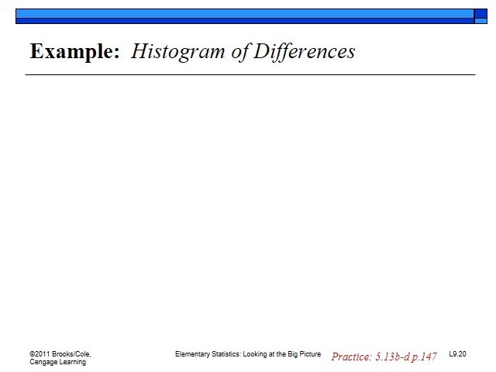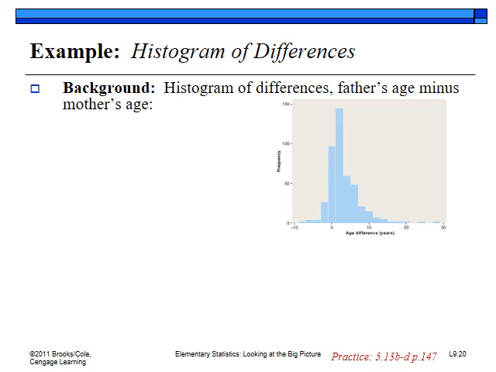So, considering mother's age and father's age from our sample, here's a histogram of the differences, father's age minus mother's age. It's important to report in which direction you did the subtraction. In this case, father's age minus mother's age means that positive numbers, that is from 0 and to the right, indicate fathers being older than mothers, whereas numbers that are negative to the left of 0 indicate that the father is younger than the mother.